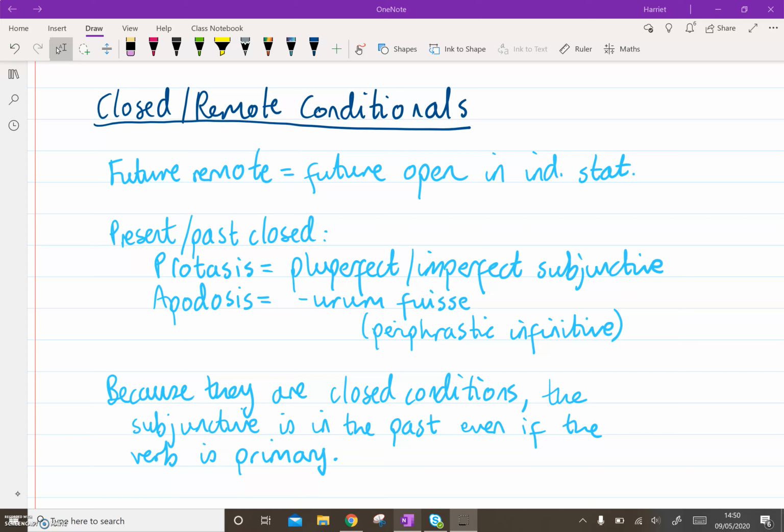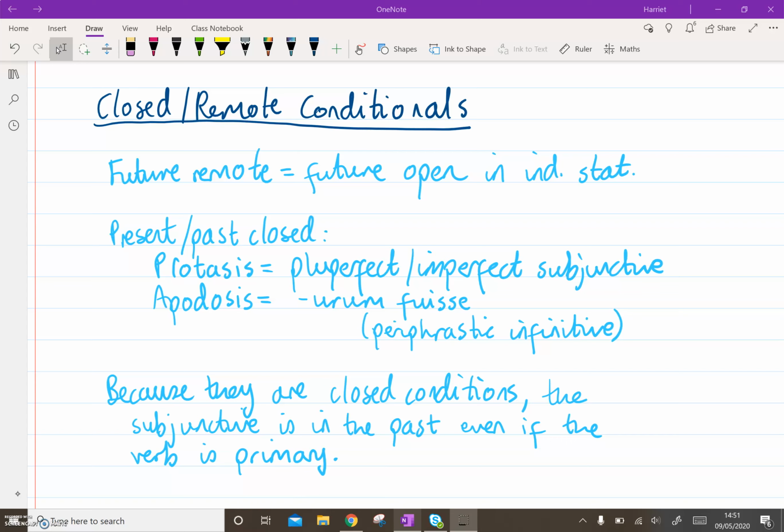The nice thing about future remote conditionals, so things that are unlikely to happen in the future, is that they look the same as future open conditionals, as we met earlier on. Obviously, that means when you meet them in Latin, you're not sure whether you're looking at a future open or a future remote. But if you think about it, they're very similar in meaning because both of them express something that might happen in the future. The open one is more plausible. The remote one is less likely to happen. Just translate it as whatever makes logical sense.